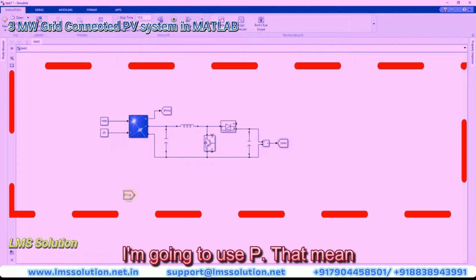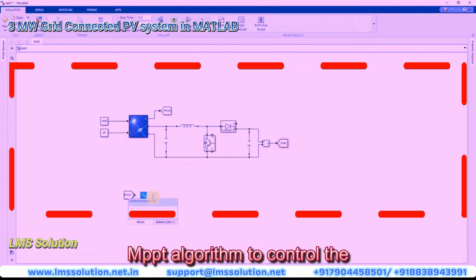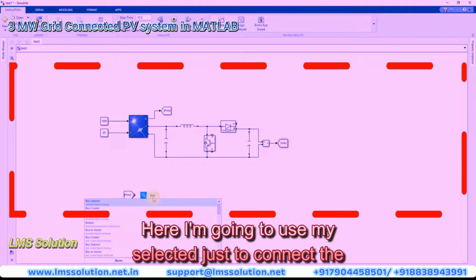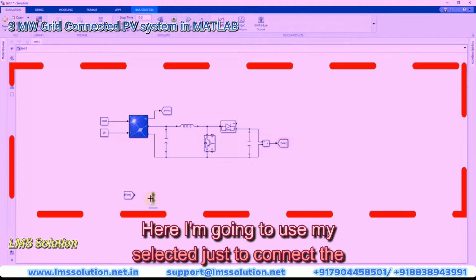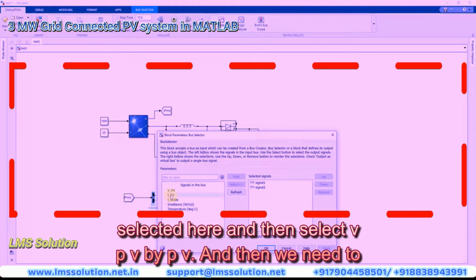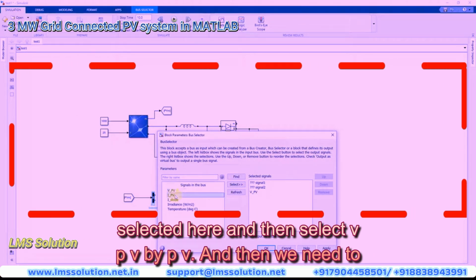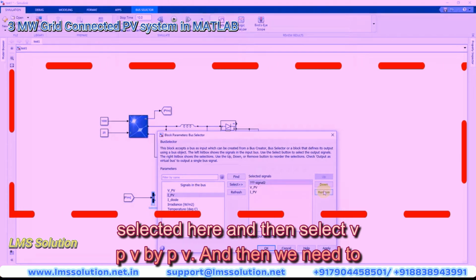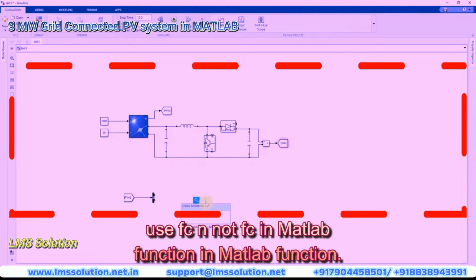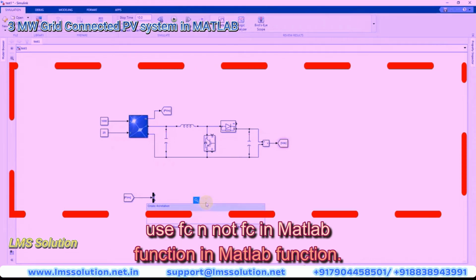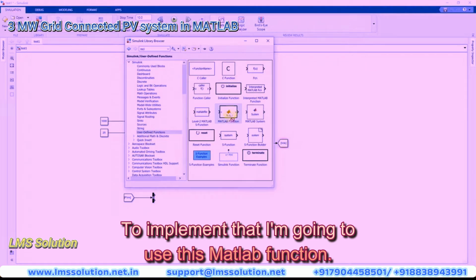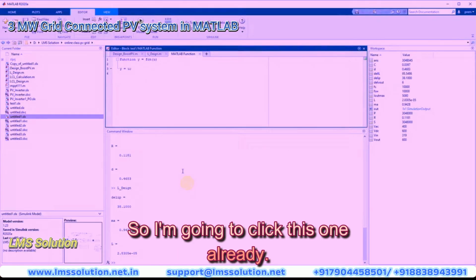I'm going to use the MPPT algorithm to control the boost converter to extract the maximum power. Here I'm going to use a bus selector. Just connect the bus selector here, and then select VPV and IPV. And then we need to use a MATLAB function, not FCN, to implement the MPPT. I'm going to pick this one.